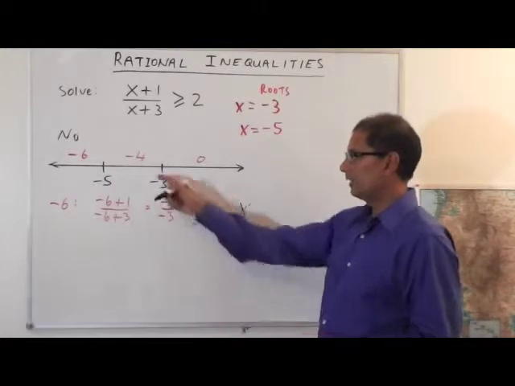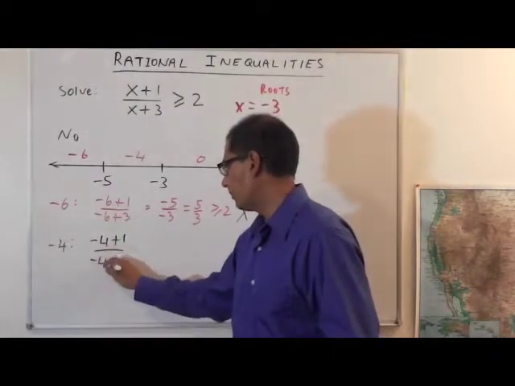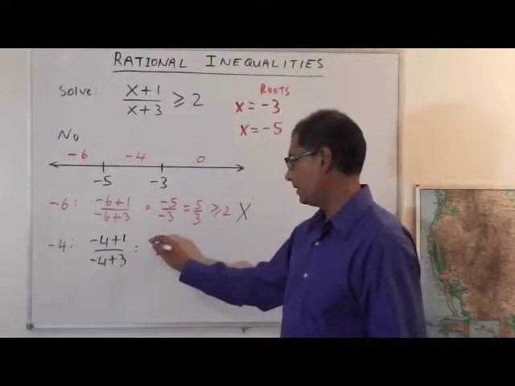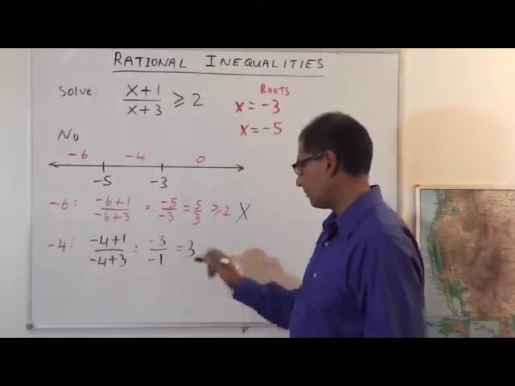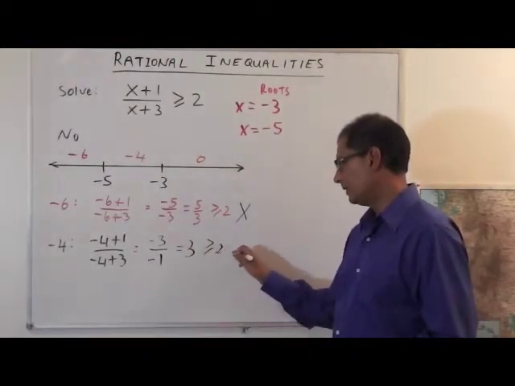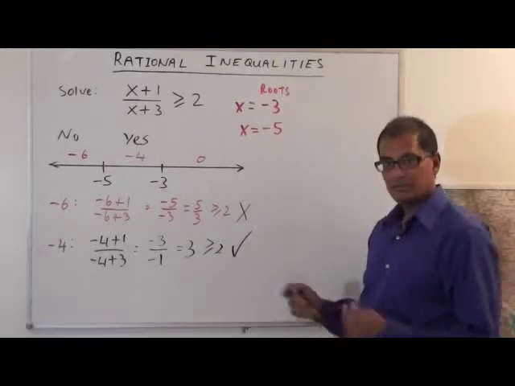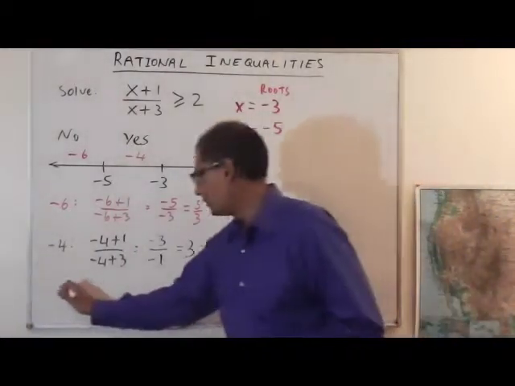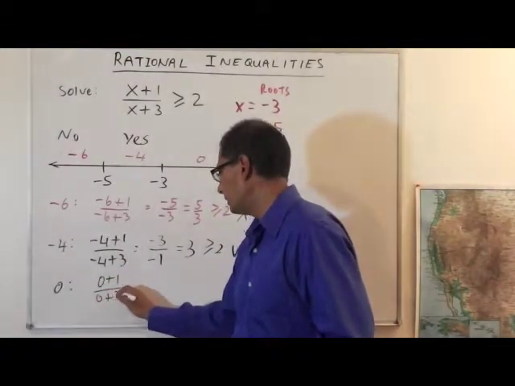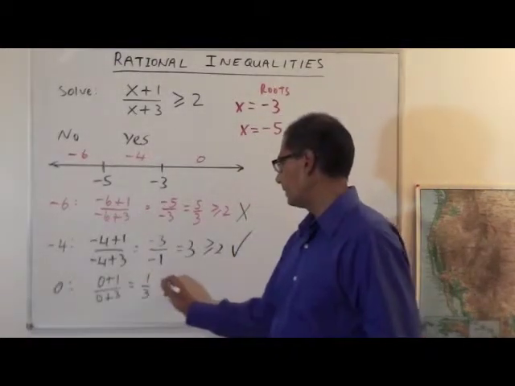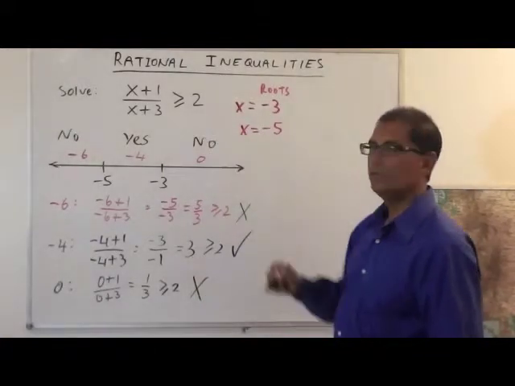So let's check the next number, negative 4. If I put negative 4 in here, we get negative 4 plus 1 over negative 4 plus 3. That's negative 3 over negative 1. Two negatives cancel to give you a positive 3. Is that greater than or equal to 2? Yes, that is. So this area we put a yes. And similarly, we check the next number, 0. If we plug in 0 here, we get 0 plus 1 over 0 plus 3. That gives you 1/3. Is that greater than or equal to 2? No. So this area is no.